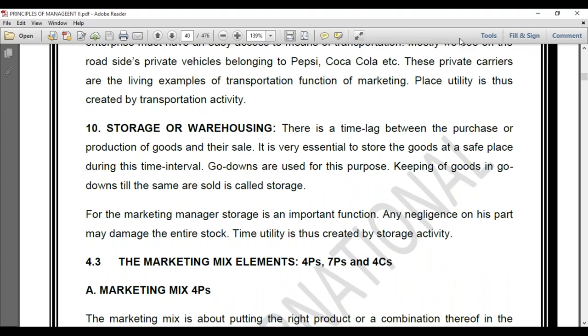Our time is up. So we'll stop here until we meet again same time next week. Please read up marketing mix element. That's the 4 P's of marketing, 7 P's of marketing, and 4 C's. So next class, we are going to look at them one by one. Thank you so much and have a very great day.